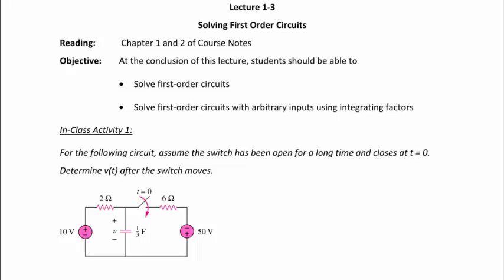For the following circuit, assume the switch has been open for a long time. Open for a long time implies DC conditions or steady state conditions, which means you model the capacitor under DC conditions as an open circuit, and it closes at t equals 0. So when it closes at t equals 0, that's where the transient starts, because voltage is charging or discharging across the capacitor, and determine V of t after the switch moves.